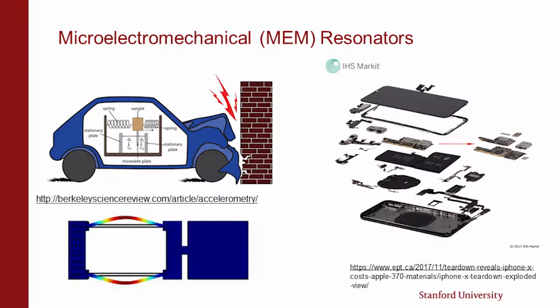So MEM resonators, or microelectromechanical resonators, are micro-sized transducers which operate at their resonant frequencies. They can be used as accelerometers, gyroscopes, or timing references. They're used in our everyday lives for things from crash detection for airbag deployment to sensors and timing references in the iPhone 10. It's important to understand how they work in order to optimize them for each of these applications.